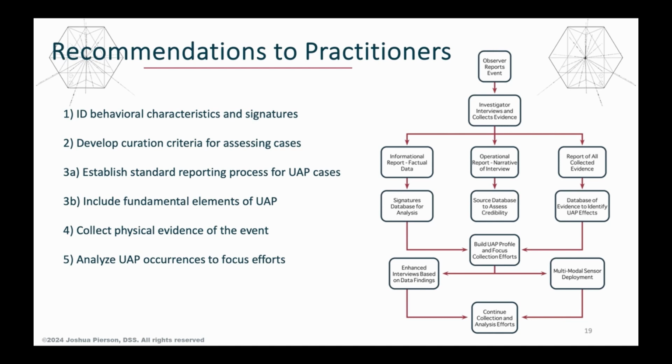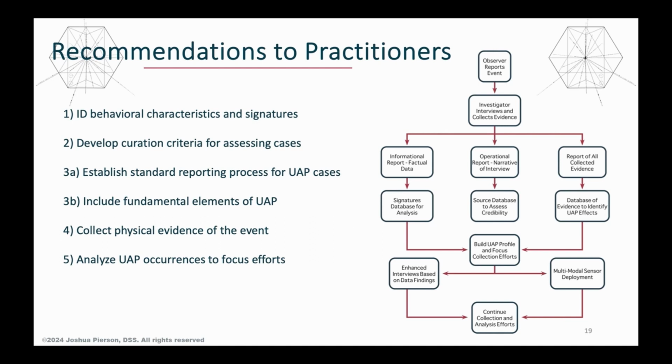When an observer reports an event, an investigator can interview and collect the evidence. After the interview, the investigator writes 3 reports. The first is an informational report, which discusses the factual accuracy of the event. It provides the facts as stated by the observer. Afterwards, they develop an operational report.